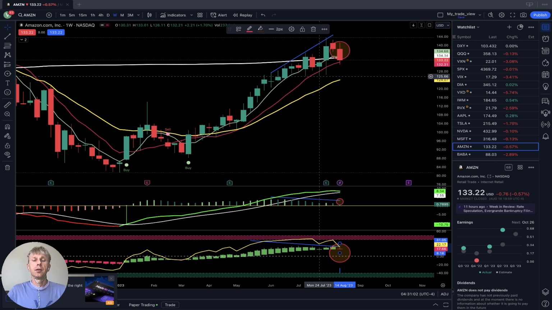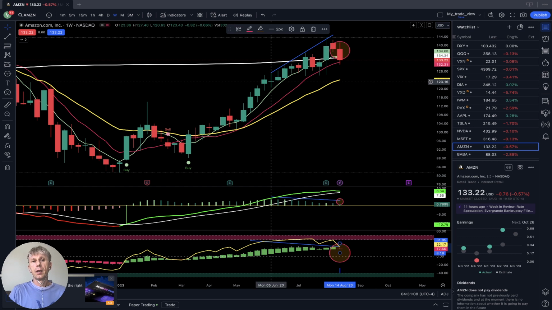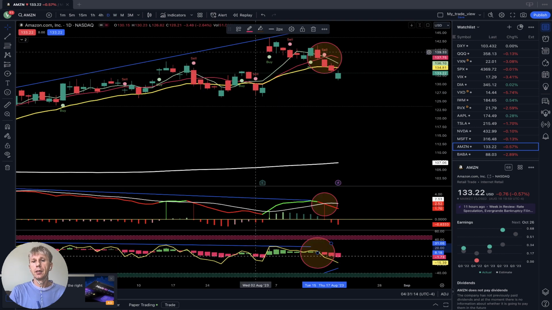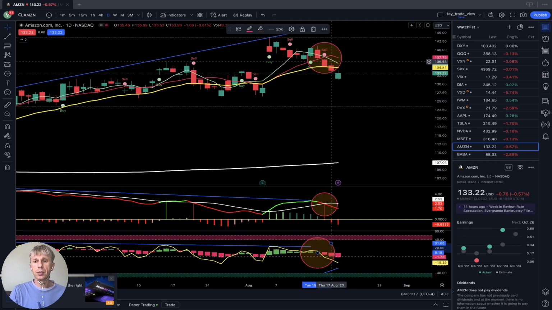It is negative for Microsoft. But the signal is still positive on the weekly time frame for Amazon. Weekly it is still positive. Remember, on daily it's already negative. It's already a bearish reversal signal.